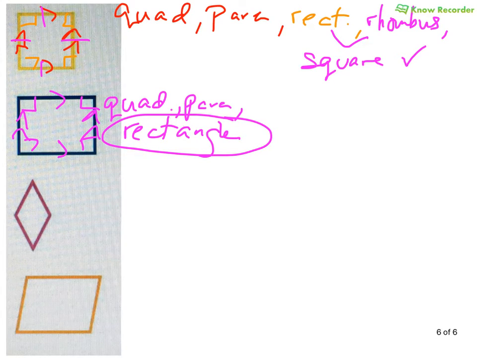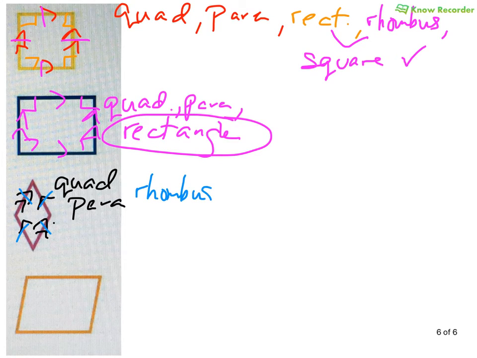Over here, I have four sides. It's a quadrilateral. I have two sets of parallel sides, so it's a parallelogram. I do not have right angles. However, and I measured these before, all sides are equal, so it is a rhombus, but I can't call it a square because it's not a rectangle. So the most specific name is rhombus.